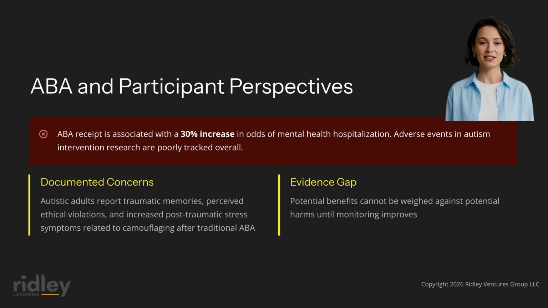Project AM explicitly noted that adverse events in autism intervention research are poorly tracked, and that potential benefits can't be weighed against potential harms until monitoring improves. The Westby and Coburn-Pierce Primary Care Review acknowledges increased reports of post-traumatic stress disorder symptoms and mental health issues related to camouflaging among autistic adults who receive traditional ABA, which the authors flag as a clinical risk to weigh against expected behavioral gains.